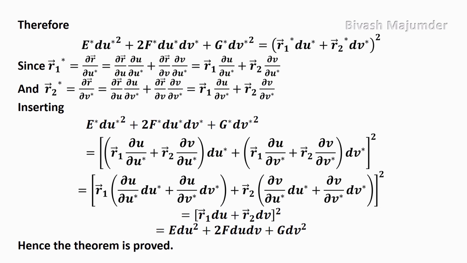Since R1 star and R2 star can be written in terms of R1 and R2, inserting these values we get E star into du star whole square plus 2 into F star into du star dv star plus G star into dv star whole square equals E into du whole square plus 2 into F into du dv plus G into dv whole square. Hence the theorem is proved.